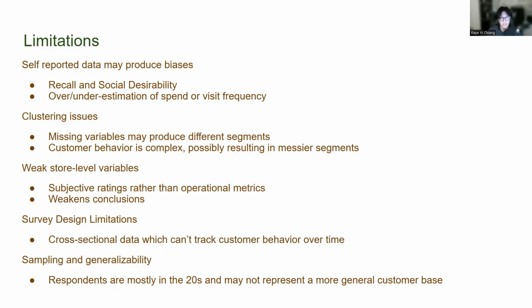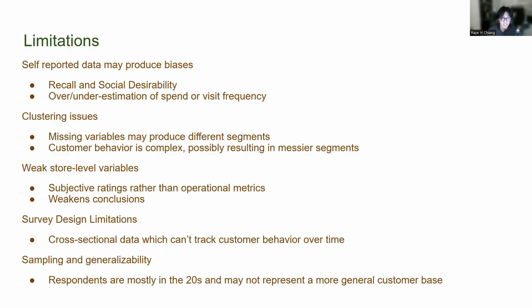Customer behavior is really complex and it can result in pretty messy segments. Clustering is trying to split the customers into different clusters, and each cluster is supposed to be very unique. And within each cluster, there's supposed to be a lot of customers that are very similar. But because the behavior is so complex, it can be really difficult to get these clean clusters. Additionally, we had pretty weak store level variables, going back to the self-reported data. A lot of the ratings were subjective rather than operational metrics, and this weakens our conclusions overall, just because we don't have hard numbers to work off of.